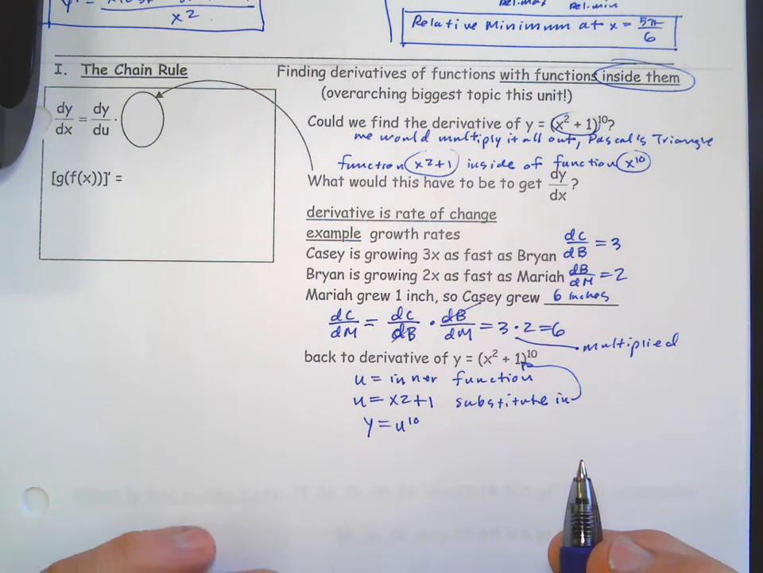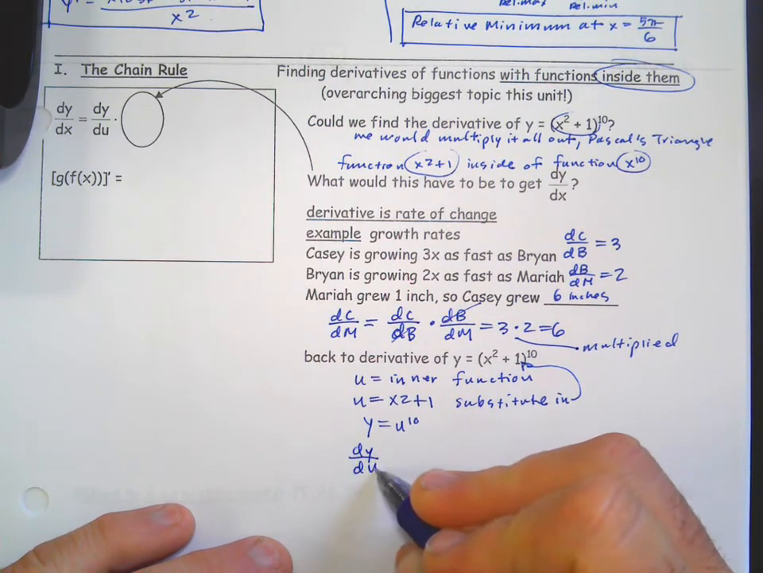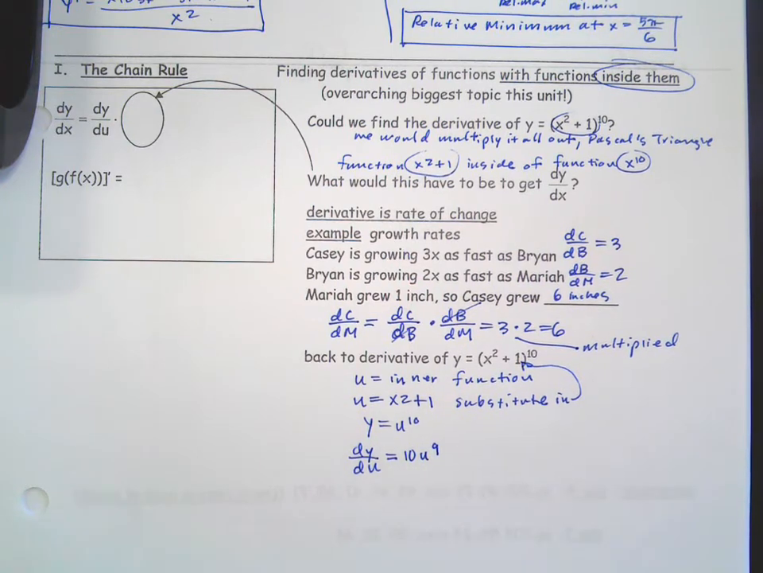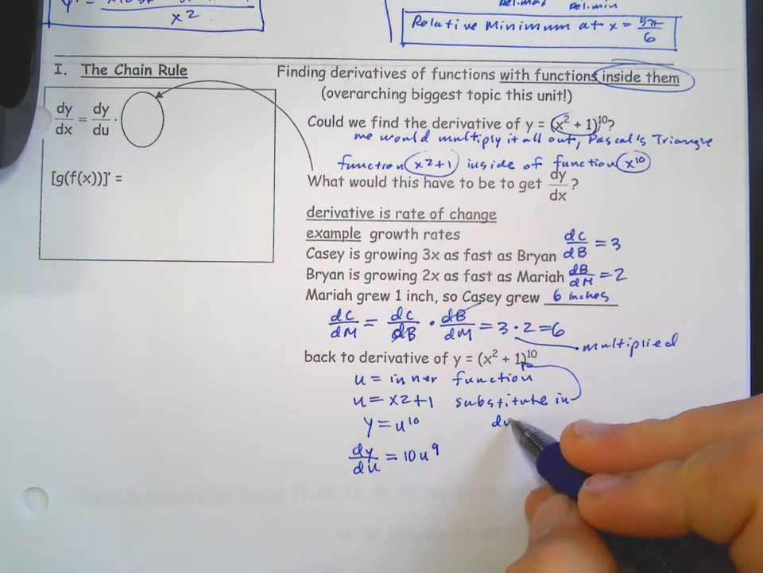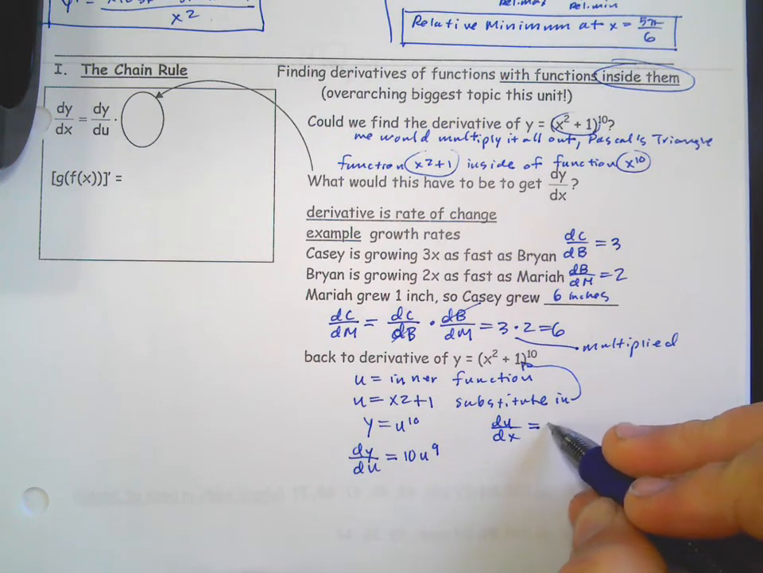Now, the derivative of y with respect to u would be 10u to the 9th. We weren't looking for dy du, we're looking for dy dx, but we also know that du dx, the derivative of just the part on the inside, is 2x.